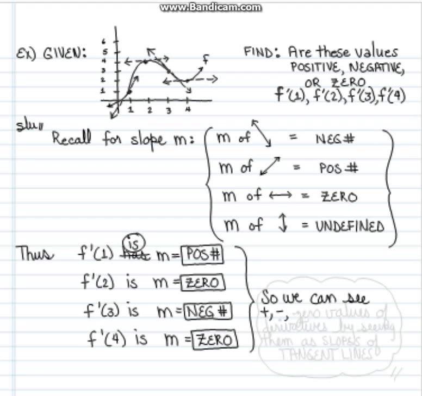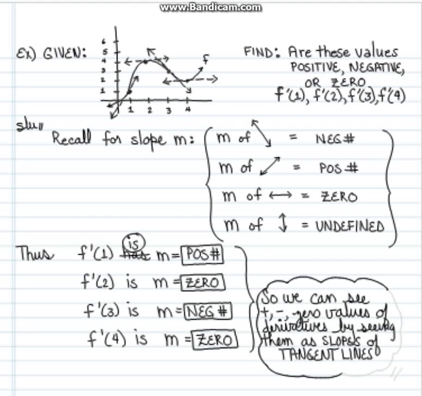So we can see the positive, negative, or 0 values of derivatives by asking ourselves, which way do these lines lean? In other words, what is the slope of the tangent lines at these x values? That's what you should be going through your head whenever you're thinking about positive, negative, or 0 slope. This function f prime of, let's say, 1 is actually the same as the slope of the line that's tangent to the curve f at the point x equals 1.